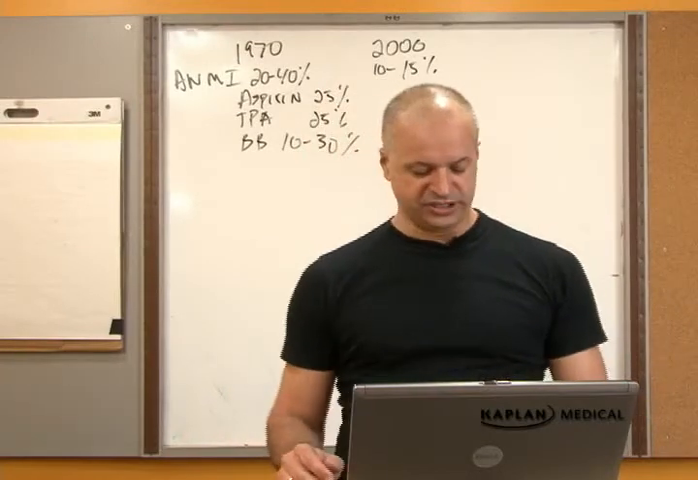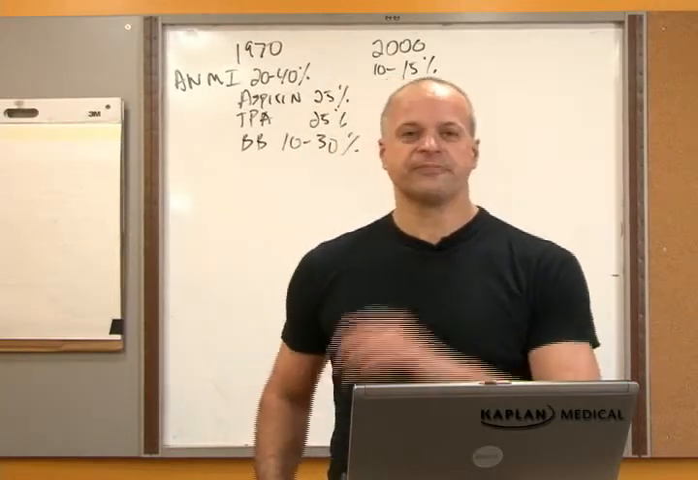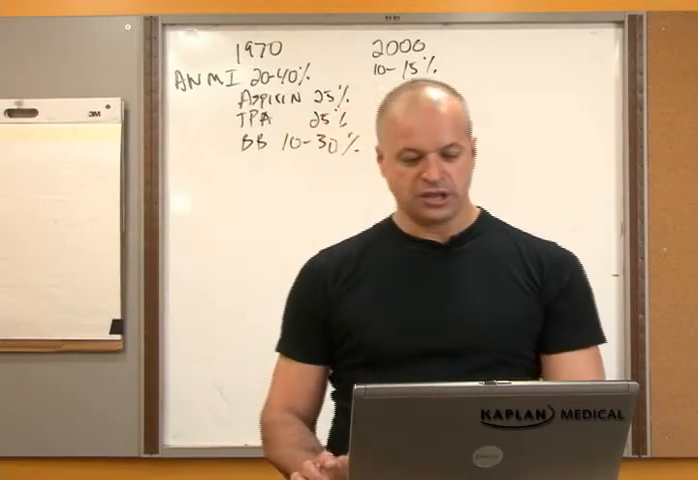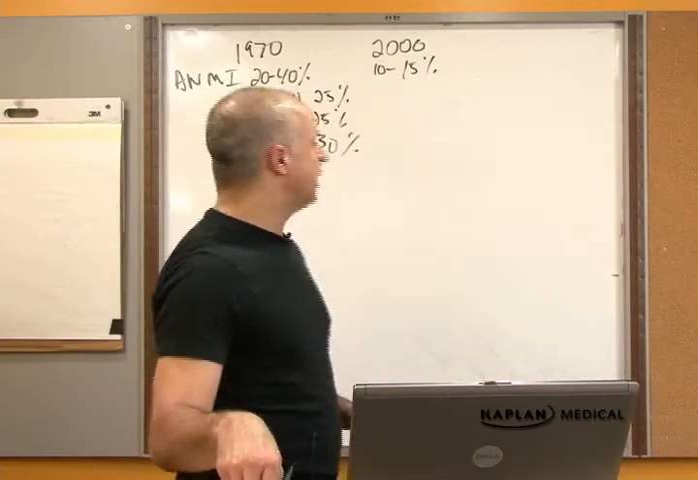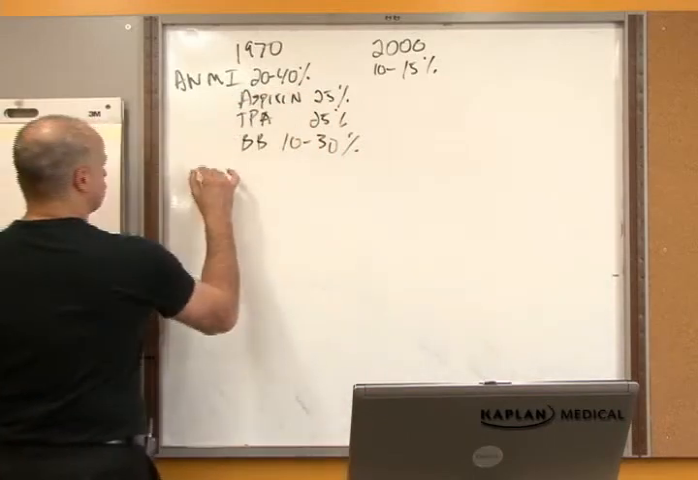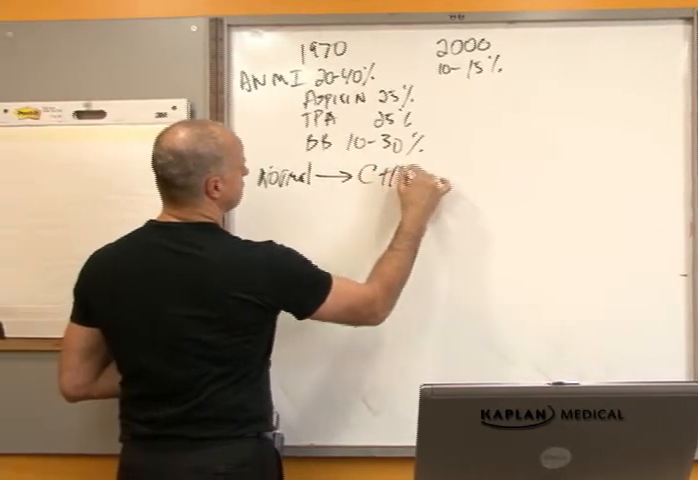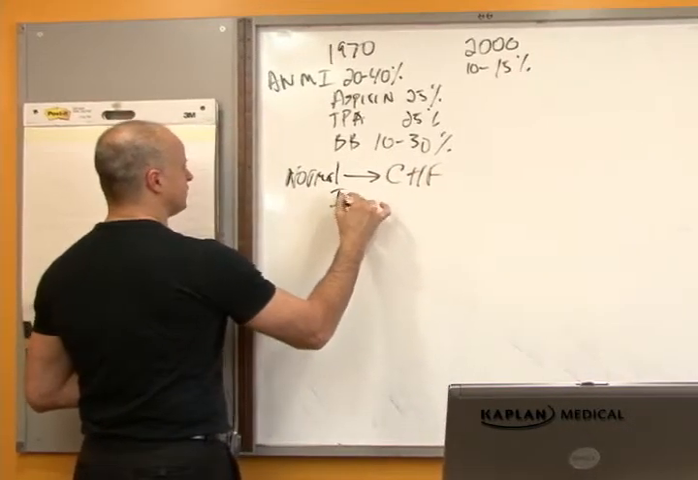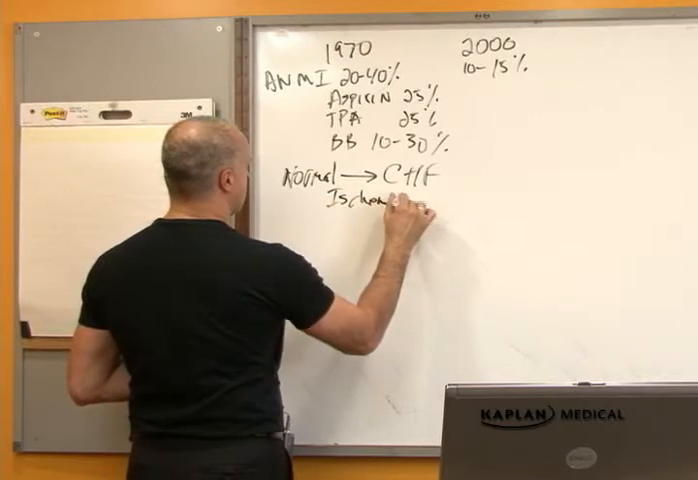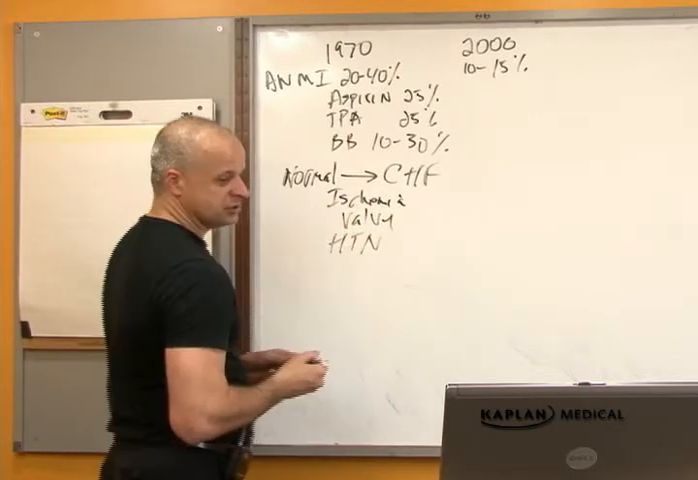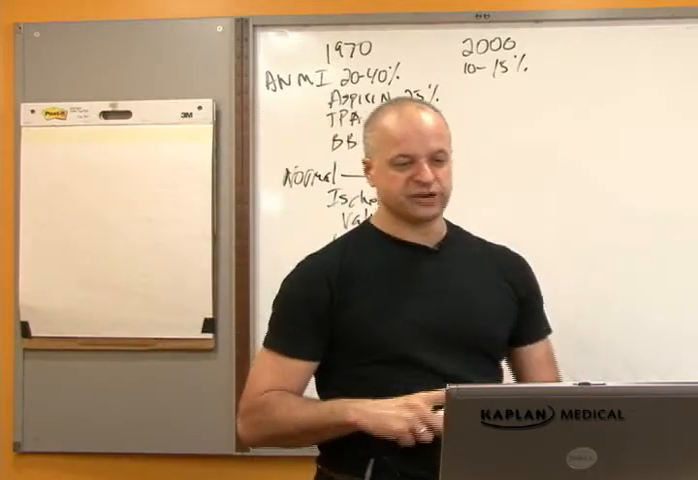Now, the most common reason to develop congestive heart failure after you have a normal heart is ischemia. How do we go from a normal heart to a congestive heart failure heart? The answer is coronary disease, ischemia, valve lesions, hypertensive cardiomyopathy. That's dilated cardiomyopathy. Let's look at our first case.